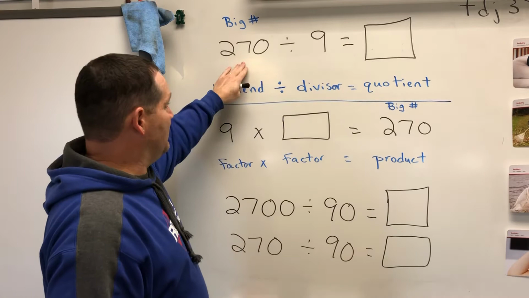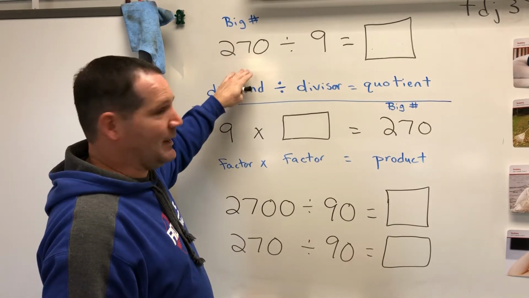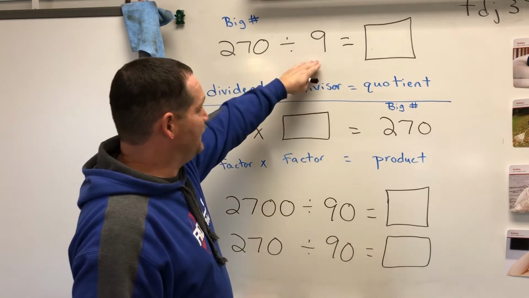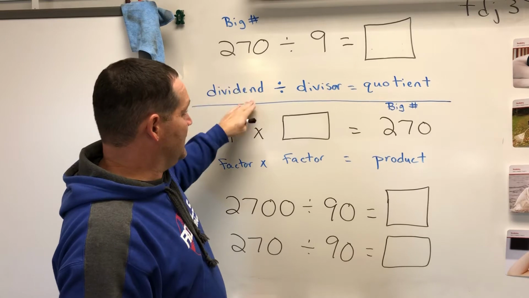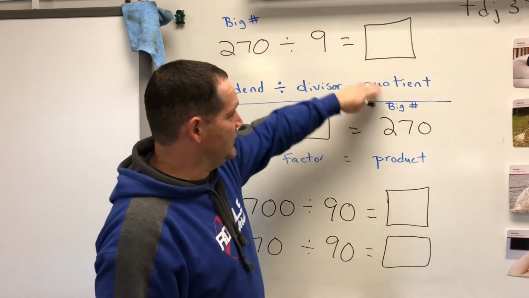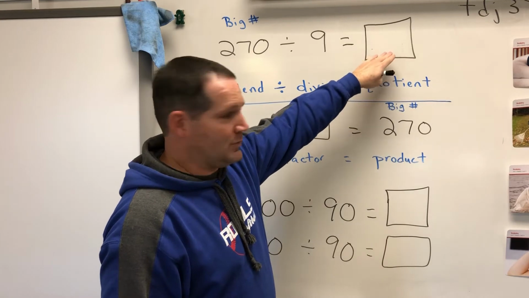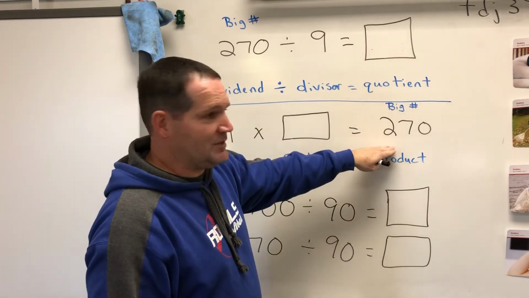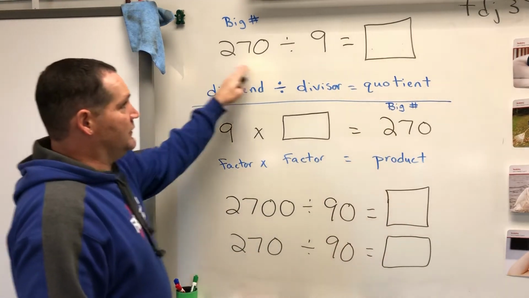So my big number is called the dividend. The dividend is the number I'm dividing. The dividend divided by the divisor equals the quotient. So here's our vocabulary. The quotient is always the answer for a division problem, just like the product is always the answer for a multiplication problem.